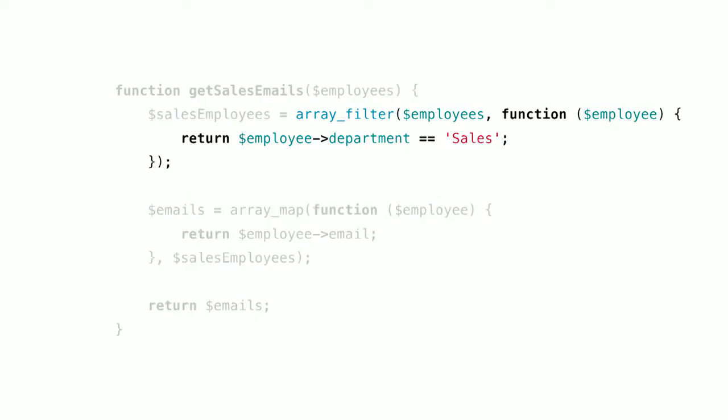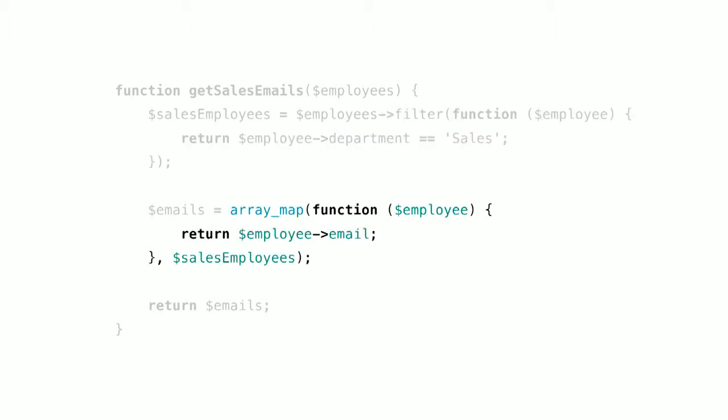If we look at this array_filter call here, instead of using the array_filter function and passing in employees, we can say that employees is now a collection object which has a filter method. We call filter on the employees, and that gives us our sales employees. Similarly, down below, instead of using the array_map function and operating on the sales employees array, we have a sales employees collection. And we call the map function on the sales employees collection, and that gives us our emails.